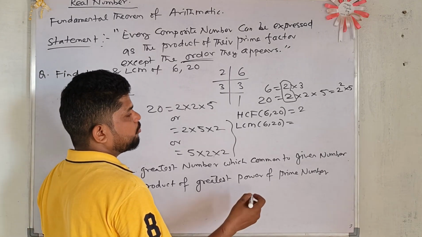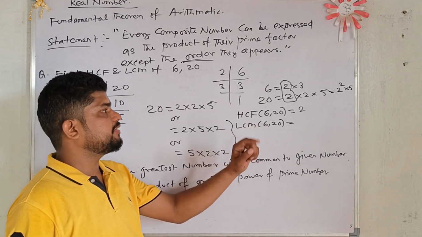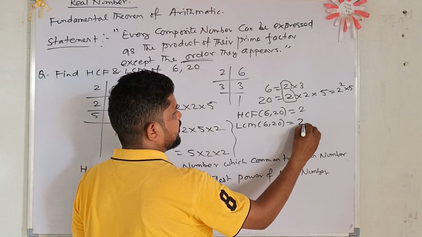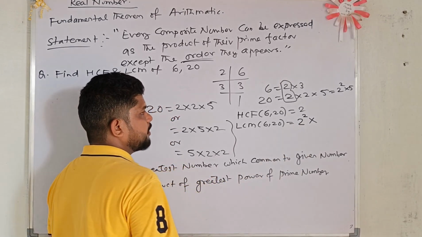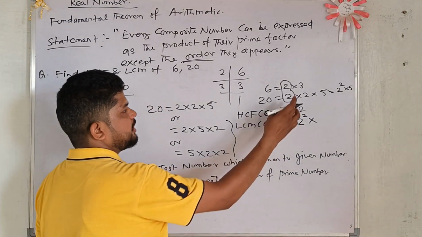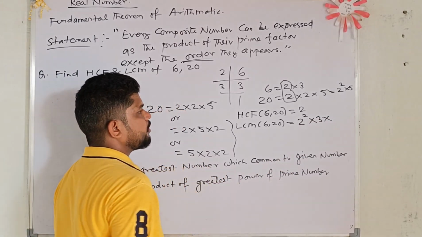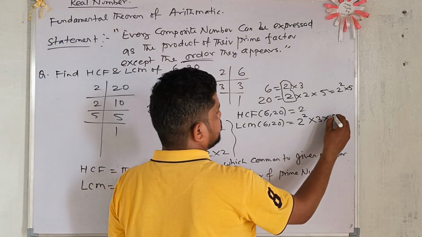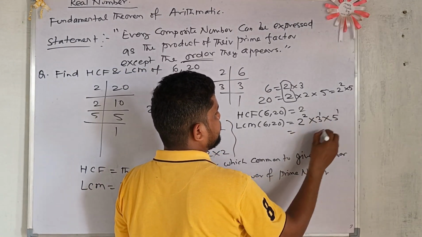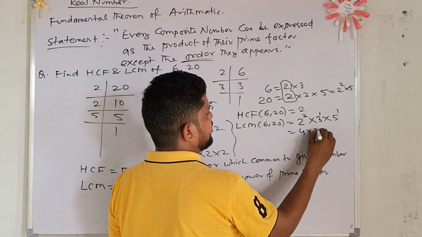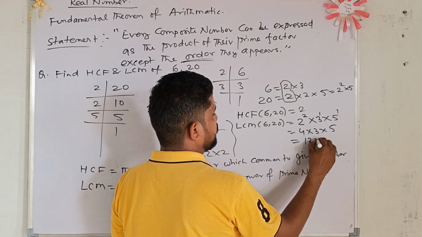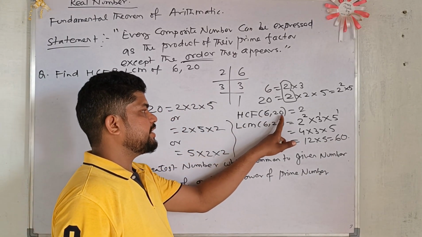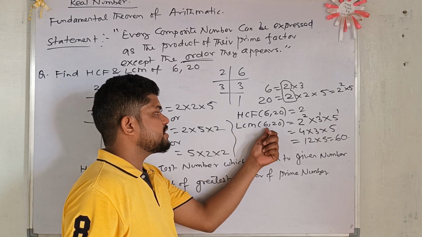So one by one we will take the prime factors 2, 3 and 5. 2 has the greatest power 2, so I am writing 2 to the power 2. 3 has the greatest power just 1, so I have written just 3. 5 also has the greatest power 1. So 4 into 3 into 5, that is 12 into 5, that is 60. So the HCF of 6 and 20 is 2, whereas the LCM of 6 and 20 is 60.